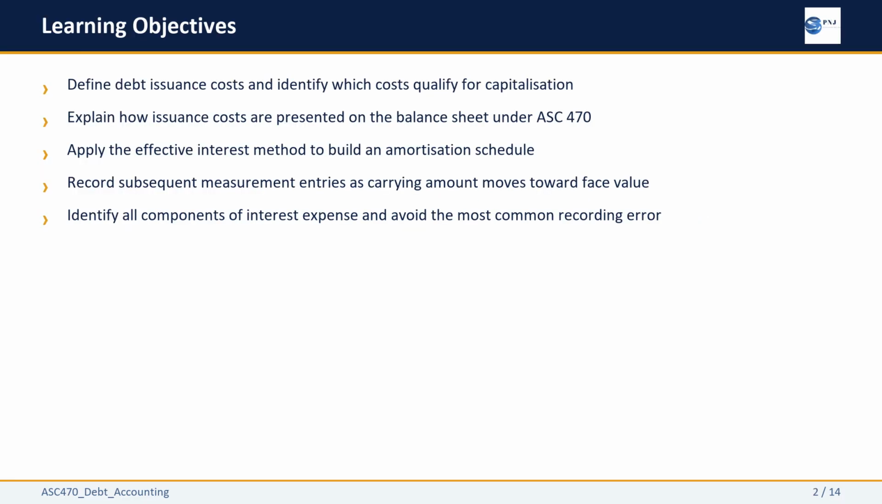By the end of this section, you will be able to define what qualifies as a debt issuance cost and how it appears on the balance sheet. You will be able to apply the effective interest method to track how the carrying amount changes period by period. And you will be able to identify every component that belongs in interest expense, not just the cash coupon. These skills prevent some of the most common and consequential errors in debt accounting.